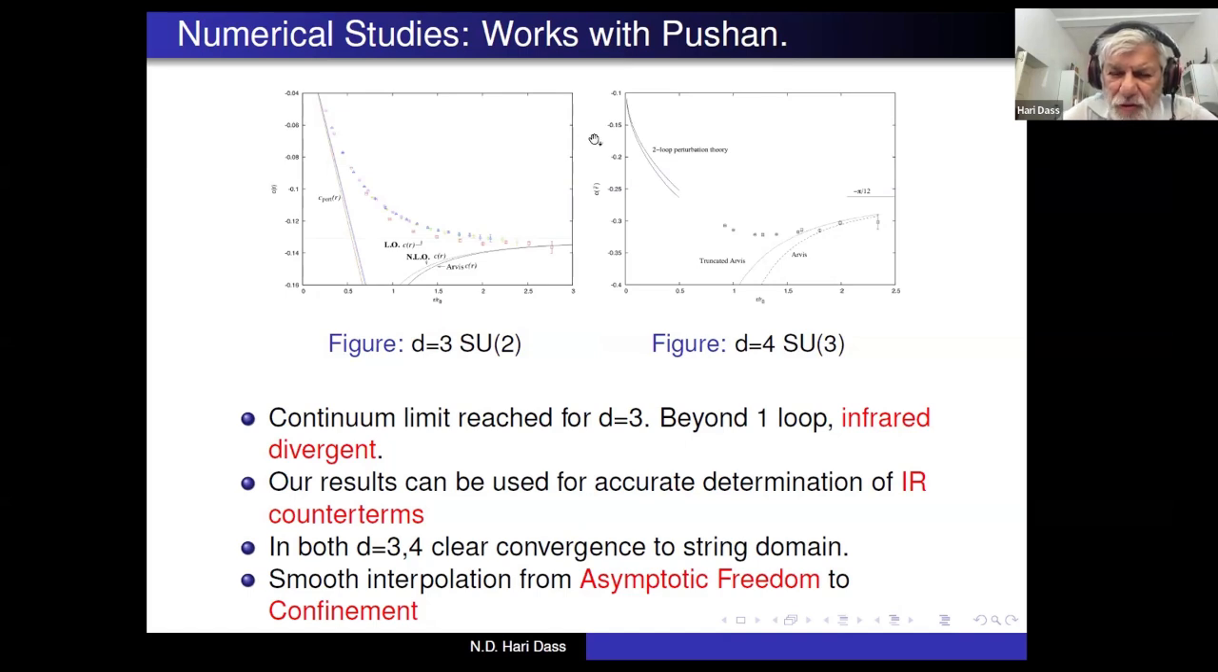So in one slide, it achieves the main message of QCD, that it achieves a beautiful interpolation between asymptotic freedom at short distances to confining string-like behavior at large distance. Next slide, please.